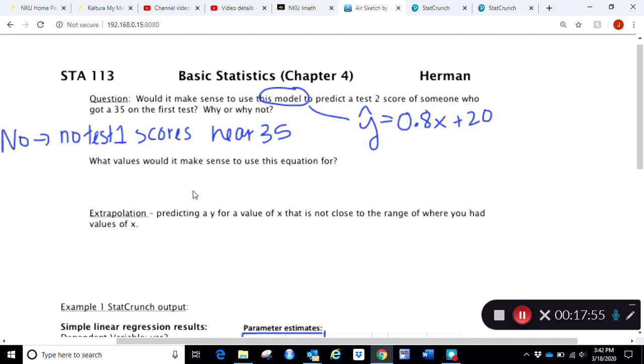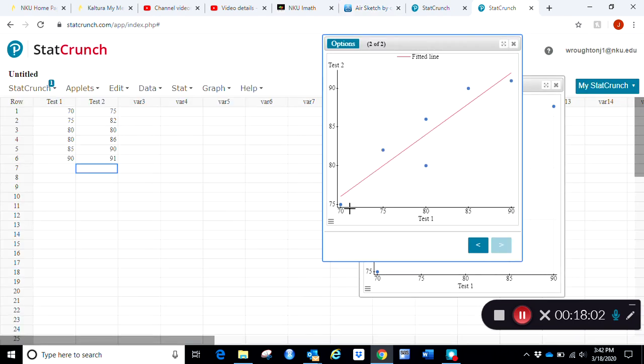So that really might beg the question, well, what value would you feel okay in plugging into our equation? Well, definitely for sure, anything between 70 and 90 feels pretty good. But would you feel okay with me maybe extending the line a little bit? This would be the same idea of using the last 20 years of data to predict what's going to happen the next few years.